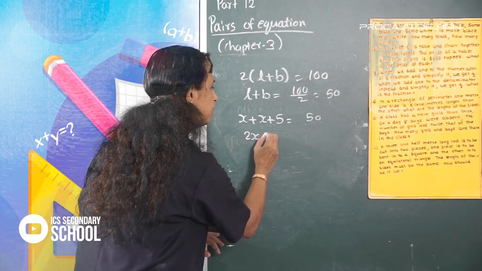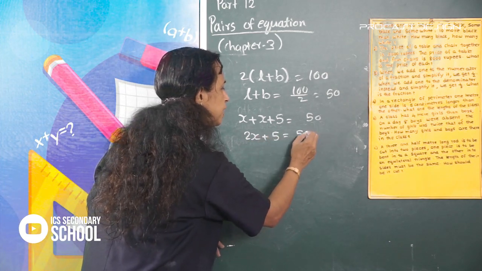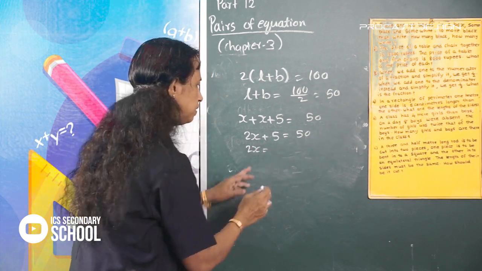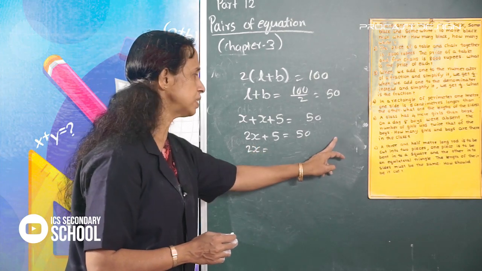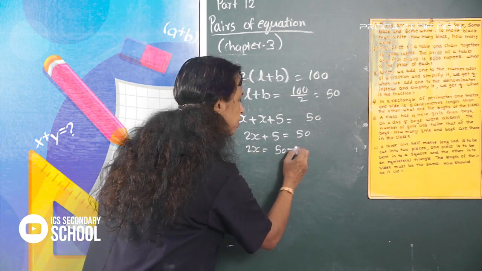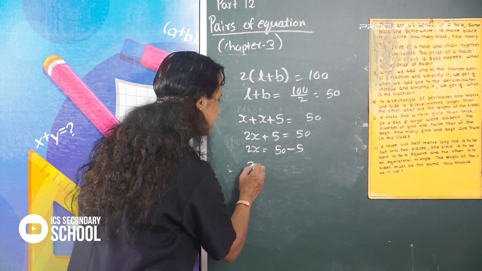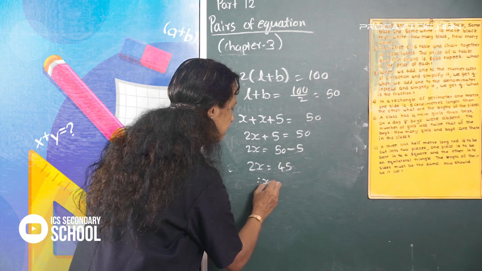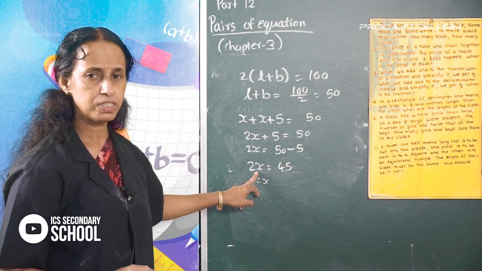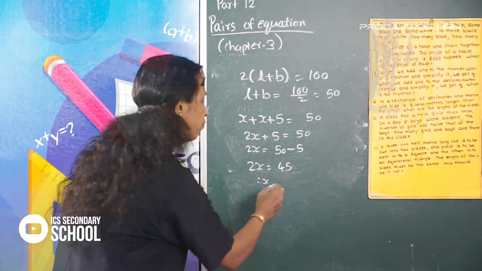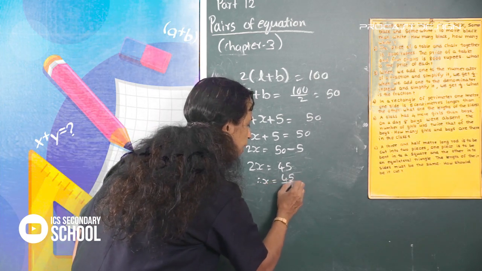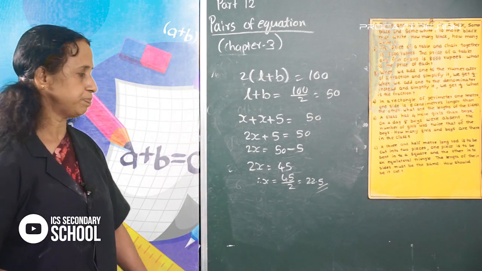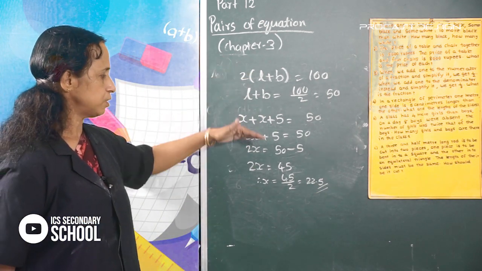2x plus 5 is equal to 50. Here plus, change this into subtract. 50 minus 5, 2x is equal to 45. Therefore, x is equal to, here multiplication, change this into divide, 45 by 2 is equal to 22.5.